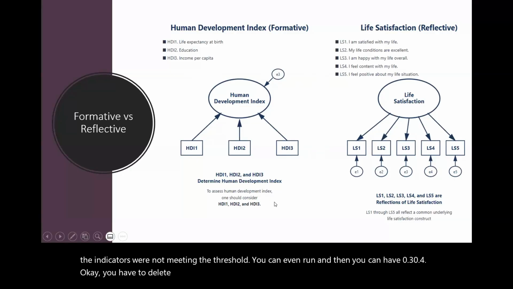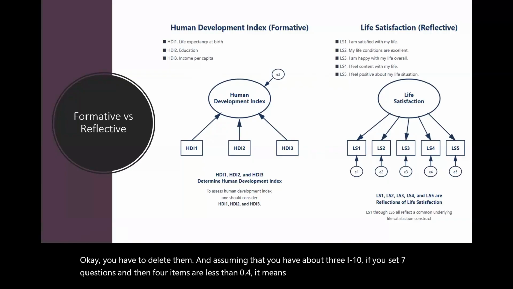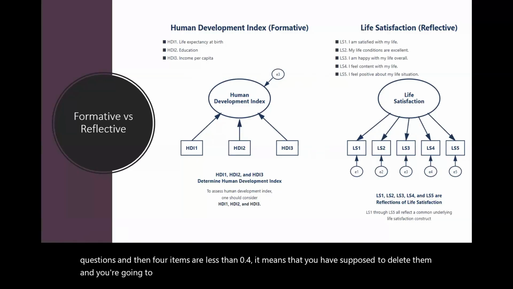And assuming that you have, if you set seven questions and then four items are less than 0.4, it means that you're supposed to delete them. And you're going to have only three, depending on how much you delete and the total. So assuming that it is left with only two, in fact, it's going to be a very big problem.